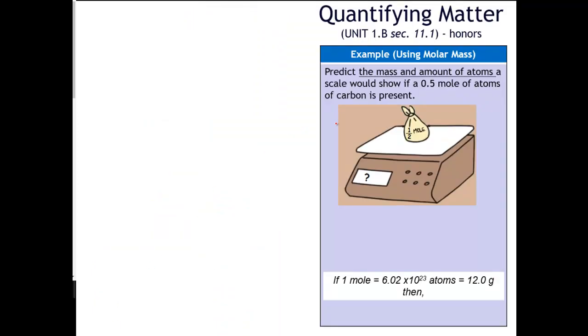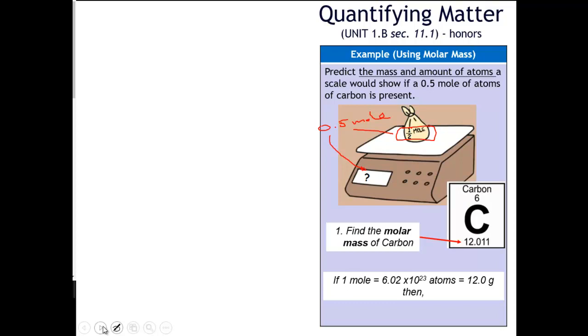So let me give you another variation of that question. In this question, I want you to predict the mass and the amount of atoms the scale would show if you had half a mole of atoms of carbon present. Now I'm telling you that you have 0.5 moles. The question is, what will this show you? Let's pretend that we already accounted for the mass of that sack or whatever. Let's figure out what we need to do now.